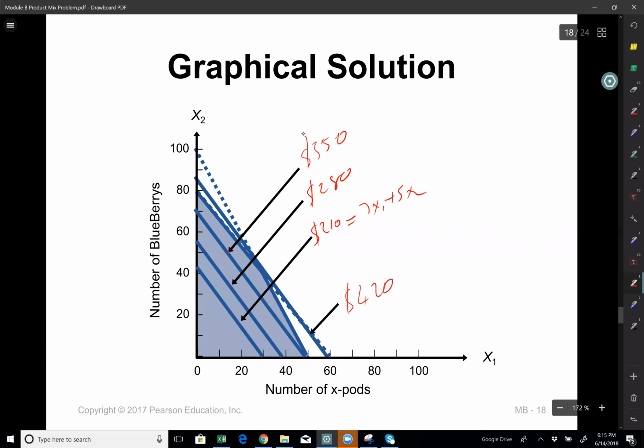However, this is not a feasible region anymore because to get 420, I need to sell 84 X2s, that's fine, but also I need to sell 60 XPods. But I know the feasible region is around 50. So anyway, this is not a feasible solution. So I'm trying to find the best solution.